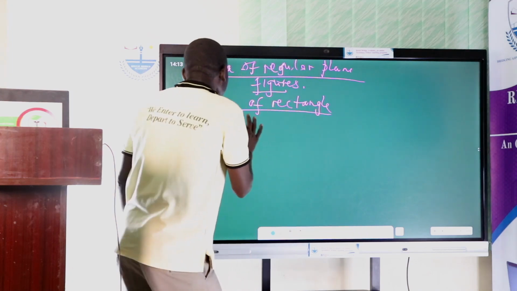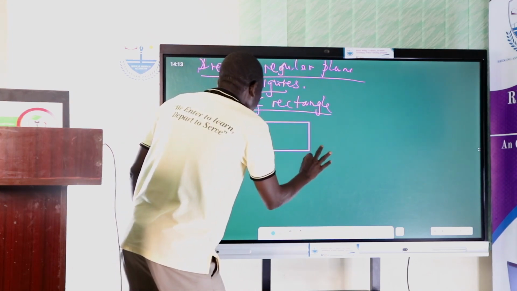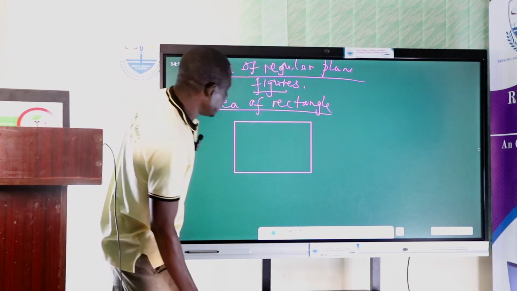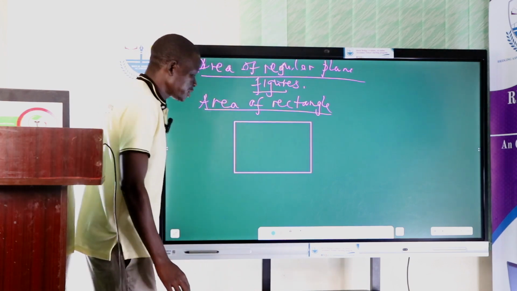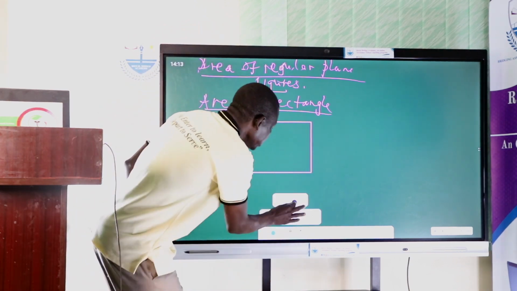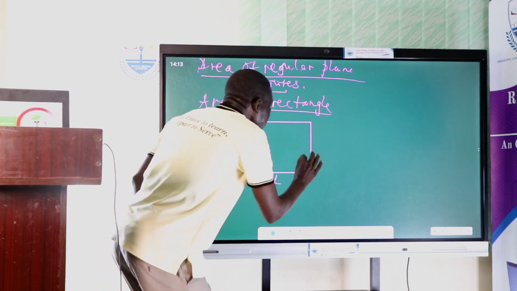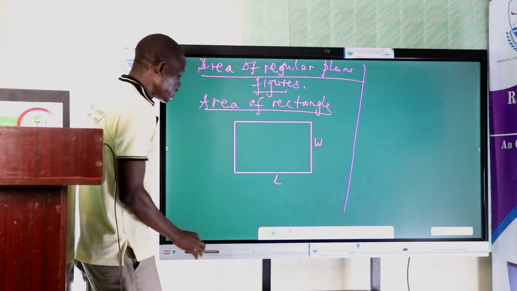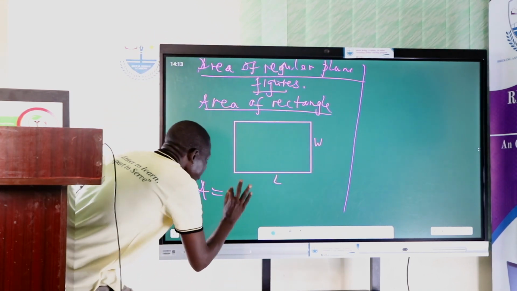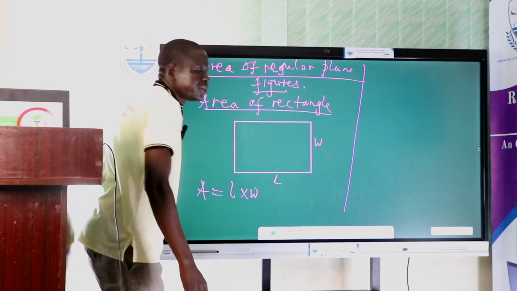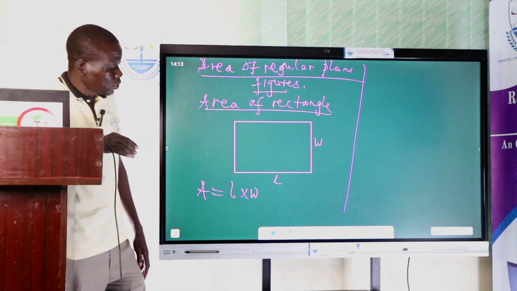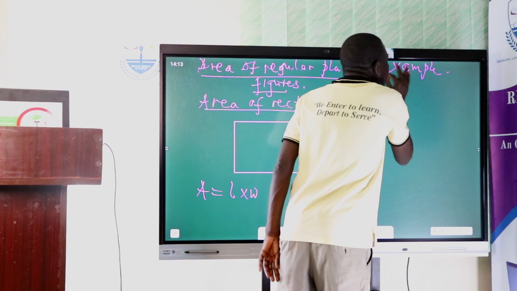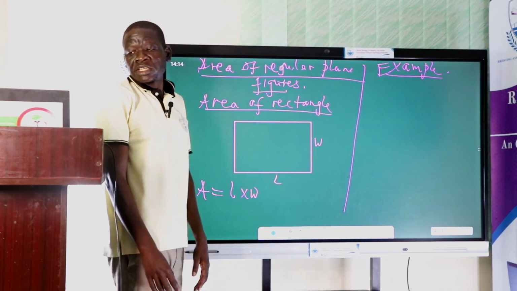The rectangle is a figure which looks like this. This is how a rectangle looks, whereby this is what we call the length, and this is what we call the width. So the area of a rectangle is got by the formula length times width. So we can look at an example on how we can find the area of the rectangle.